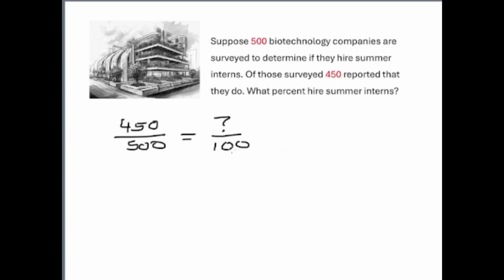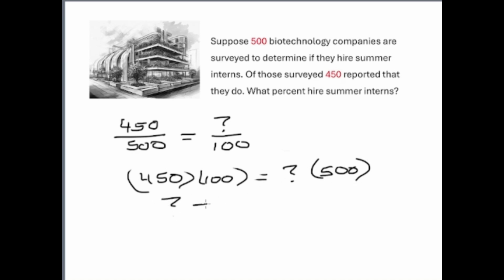So we can, again, cross multiply and divide. So we have 450 times 100 equals question mark times 500. And if we solve for the question mark, if you do the arithmetic, you will get that the answer is 90. Well, what does that mean? Okay, 90 is the answer. Well, that means 90 out of every 100 companies hire summer interns. And that's the same thing as saying 90% of them do. So that's a kind of word problem, a percent problem, something you may have seen before.